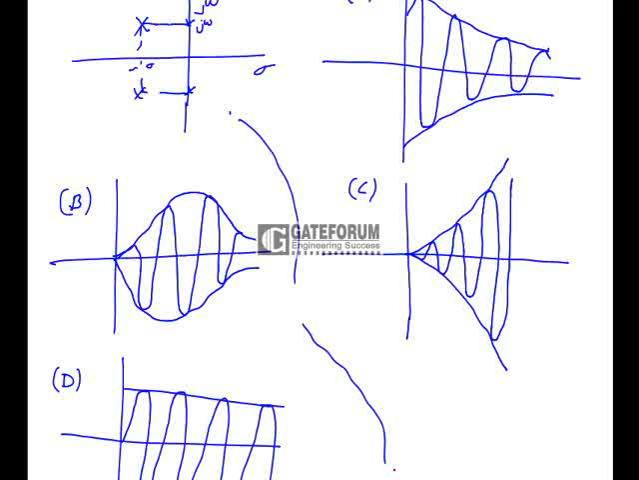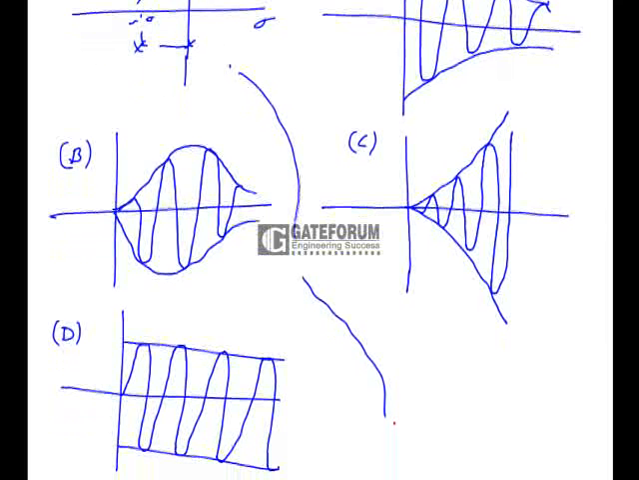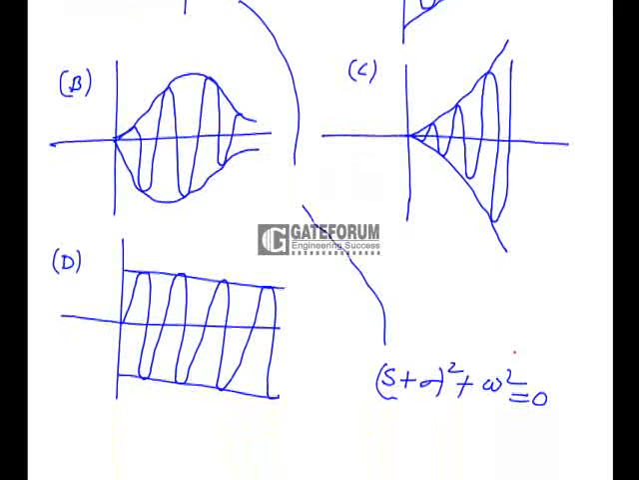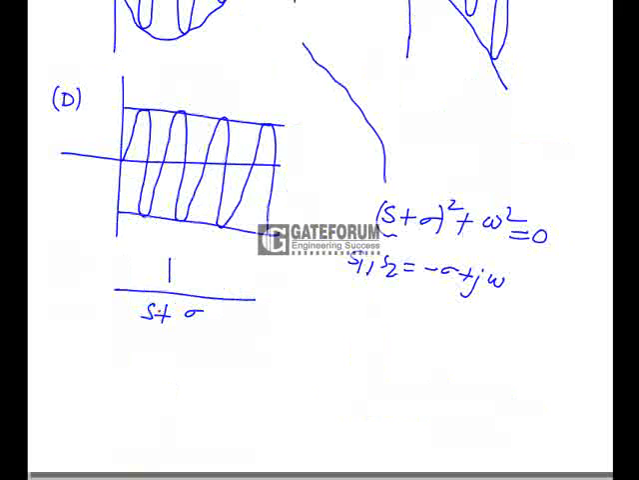These are complex poles having a real part. So I can write this as (s plus sigma) whole square plus omega square is equal to 0. These are the poles we are having. So from this, s1, s2 is equal to minus sigma plus or minus j times omega. Now the inverse Laplace transform of this function, omega by (s plus sigma) whole square plus omega square, if this is the response we are having.